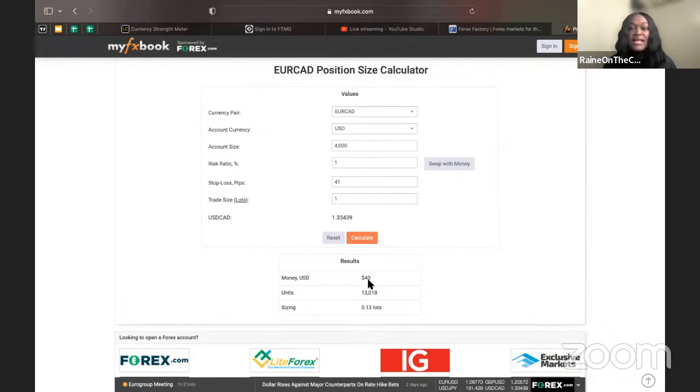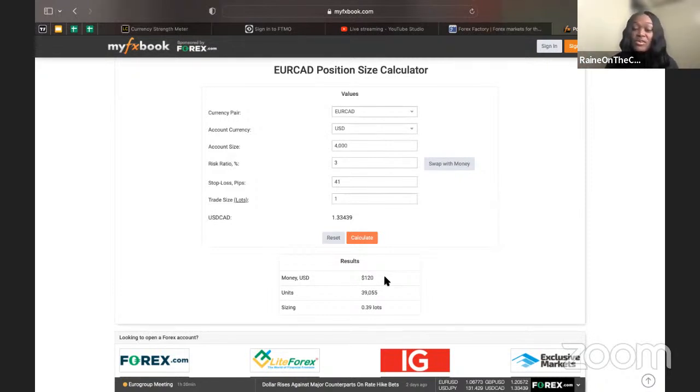So you're saying that I'm going to take this trade, and if I lose this trade, I only want to lose $40. If I lose $40, I won't lose any sleep. I won't be crying. I won't be having heart palpitations. I'll be okay. All right. Maybe you can handle 3%. That's an aggressive trader. That's $120.